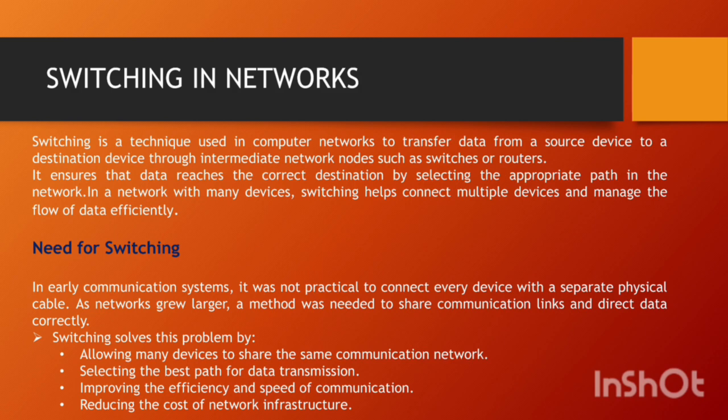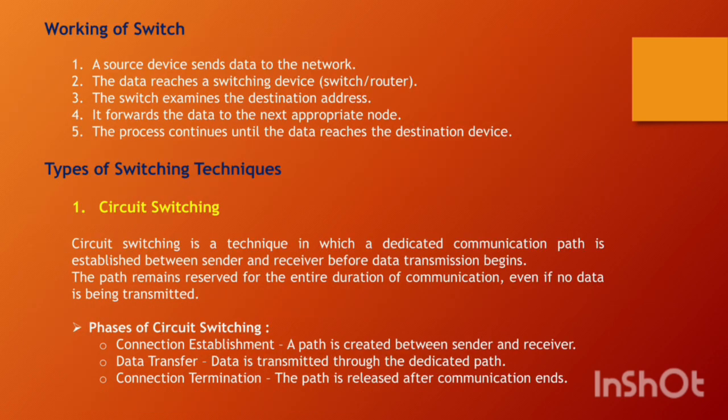In early communication systems, every device needed a separate physical cable connection to communicate with other devices. As networks became larger, this method became expensive and difficult to manage. Switching solves this problem by allowing many devices to share the same communication network. It also helps select the best path for data transmission, improves communication speed and efficiency, and reduces the cost of network infrastructure.